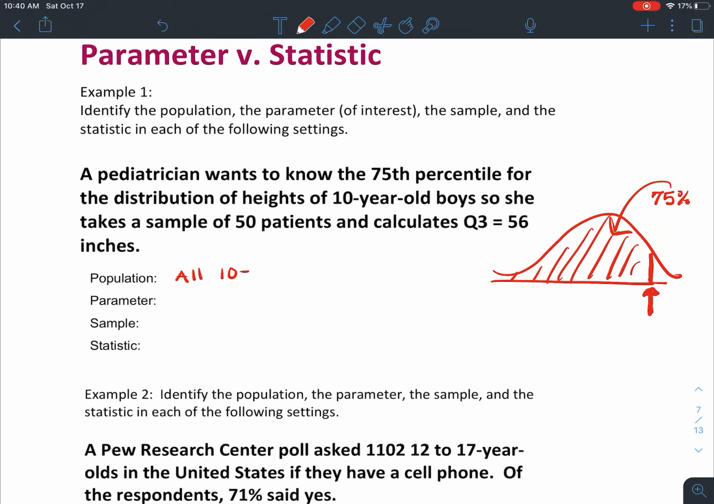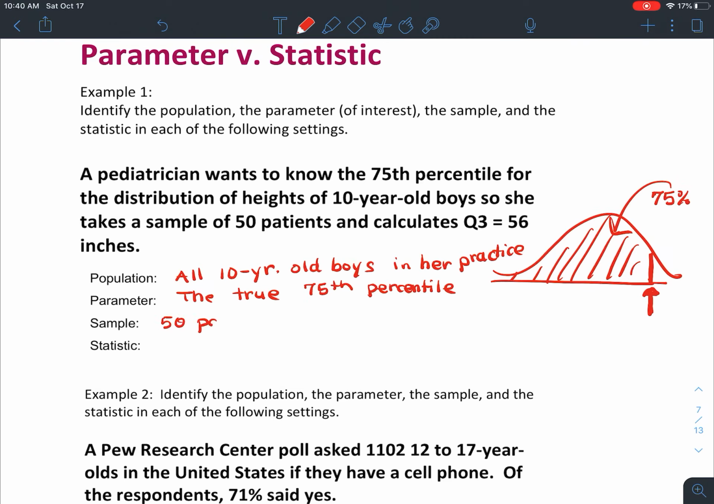Okay, and so we would say this would be all 10-year-old boys in her practice. Okay, she didn't sample from all 10-year-old boys in the world, but rather just the 10-year-old boys that are in her practice. The parameter would be the true 75th percentile. Okay, referring to if we looked at all the 10-year-old boys in her practice and then we found what value the 75th percentile was, that would be the parameter.